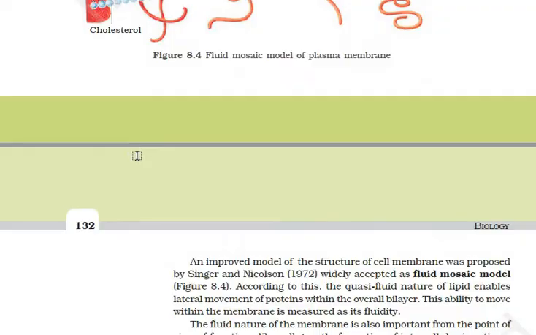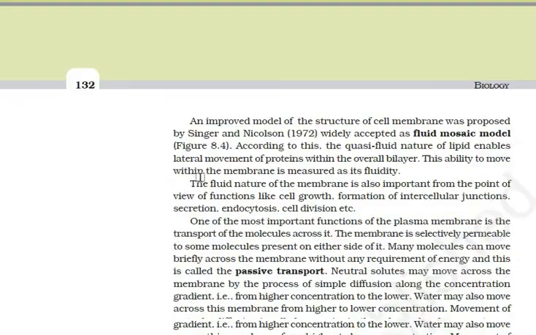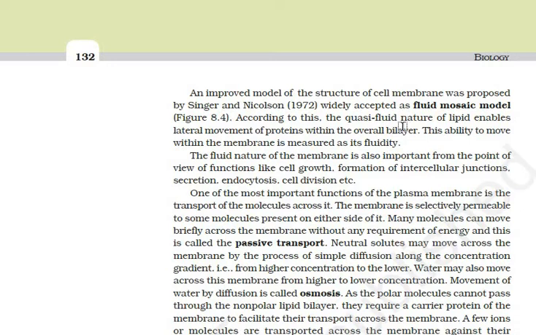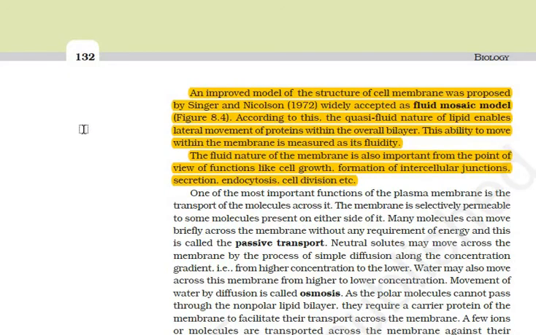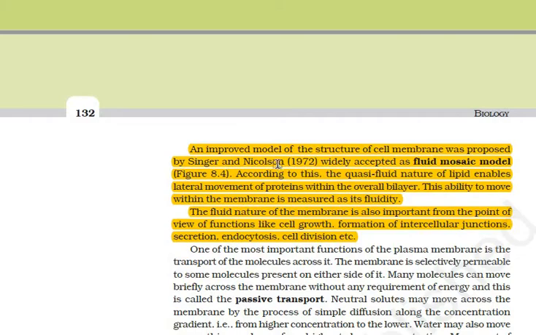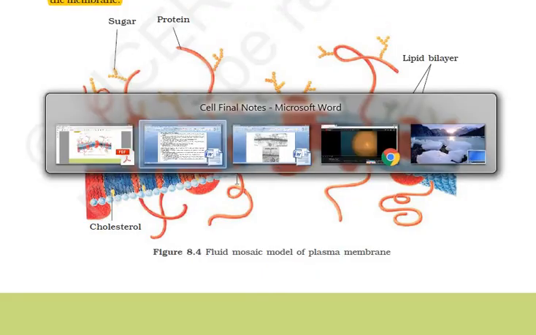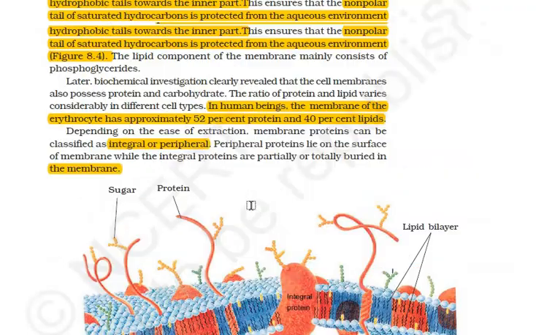So I will show you. Here some lines are given related to the most acceptable model of the plasma membrane, which we call the fluid mosaic model. I will discuss specifically these lines later on. That will be a separate topic. So that was all about the NCERT.